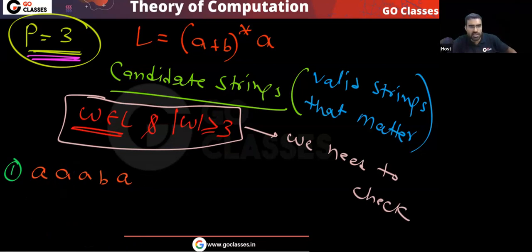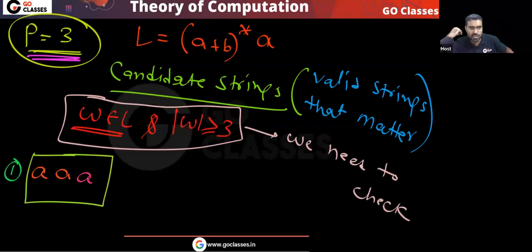What about this string? If I give you this string, first of all, is this a valid string? Yes, this is a valid string. Which y will work for this string? In the first three symbols, y must be there. So I can say this y will work. This y is working, yes or no?